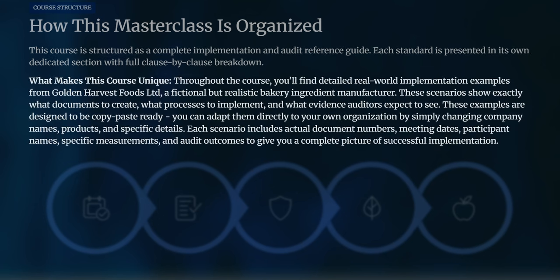Now, what makes this course unique? Throughout the course, you will find detailed real-world implementation examples for Universal Harvest Food Limited, a fictional but realistic bakery ingredient manufacturer. These scenarios show exactly what documents to create, what processes to implement, and what evidence auditors expect to see. These examples are designed to be copied and pasted, so they are ready.